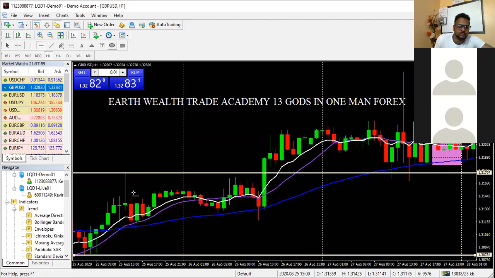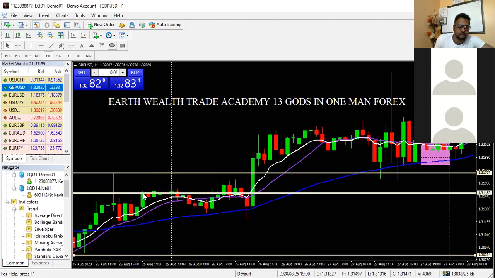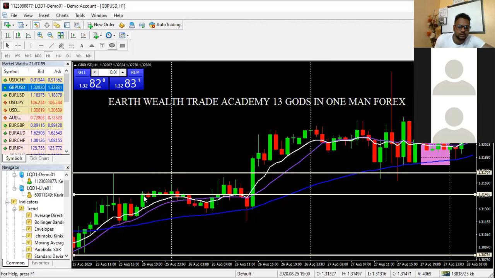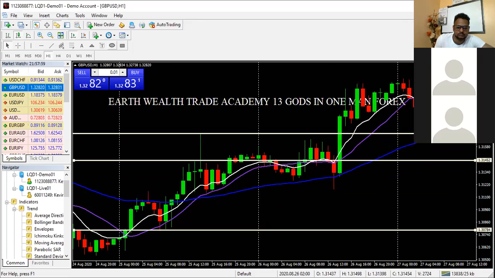Pay keen attention to this. This will help you a lot. The reason why I put these lines right here is because support and resistance is always playing out in the market. Now, this is when price hits the market and it actually affects everything. So price affects everything in the market.